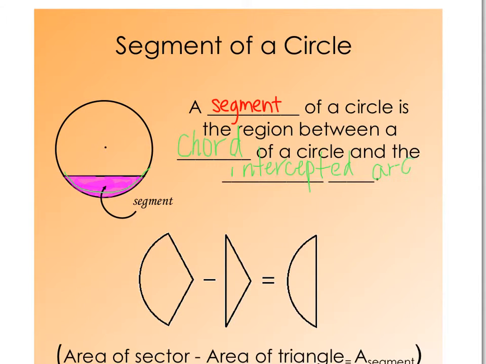If you take a look at the segment, if you were to trace the radii that go from the center to the endpoints of the chord, this area you could find using the formula for the sector of a circle. But we don't want the whole sector. We don't want this part of it right here, which is the triangle. So we're going to take that formula for the sector and subtract the triangle.